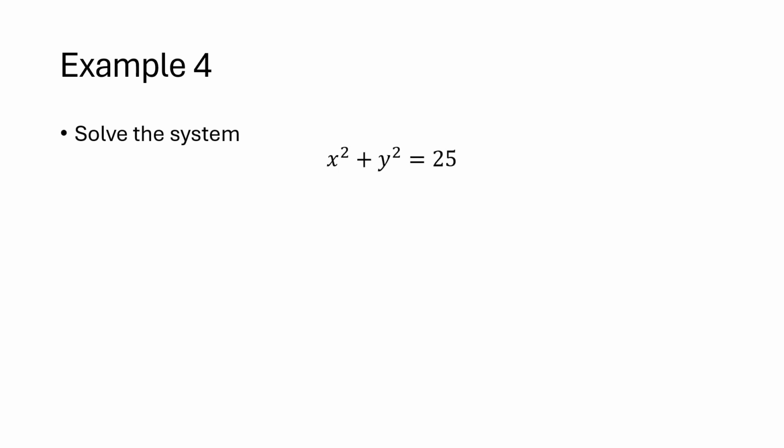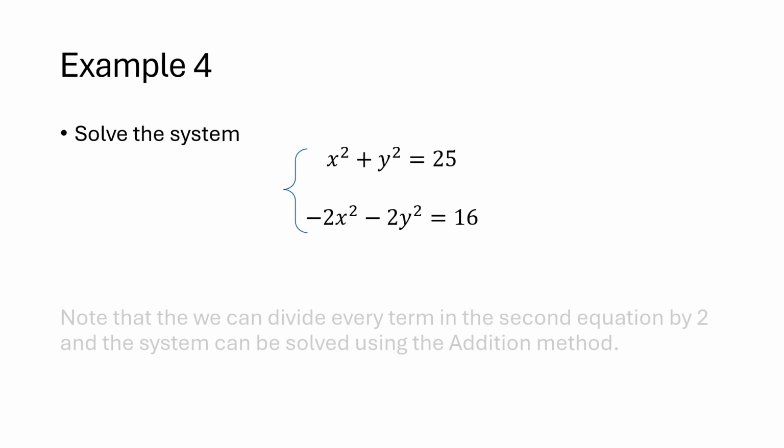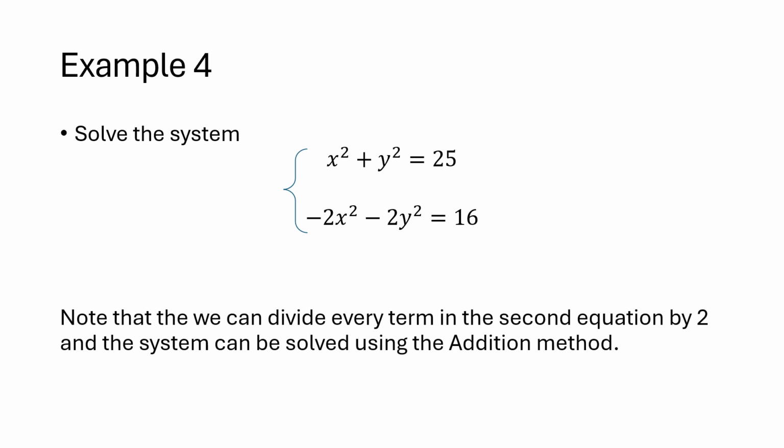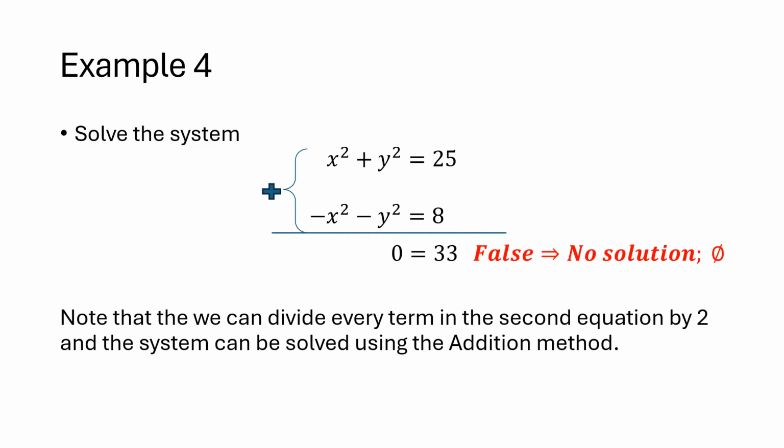Another example, we have a circle, center origin, and radius 5. And another equation. Notice we can simplify the second equation by dividing every term by 2. So it will become -x squared minus y squared equal 8. And we're going to add the two equations. So we got 0 equal 33, and that's false. It means no solution.